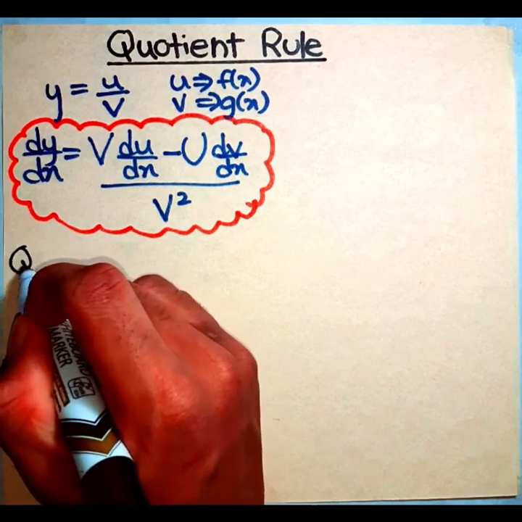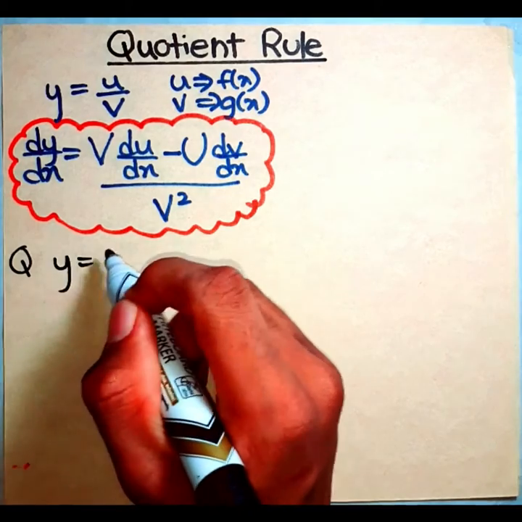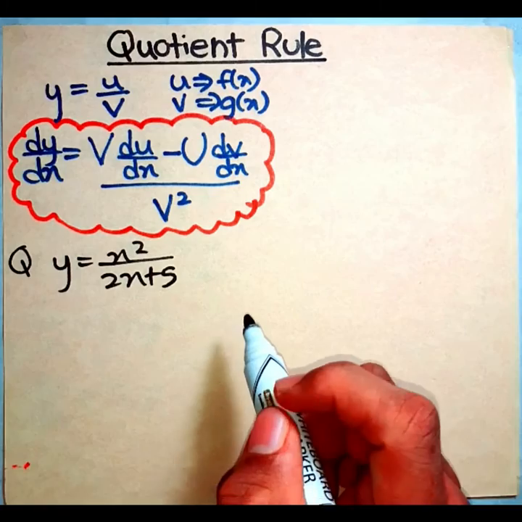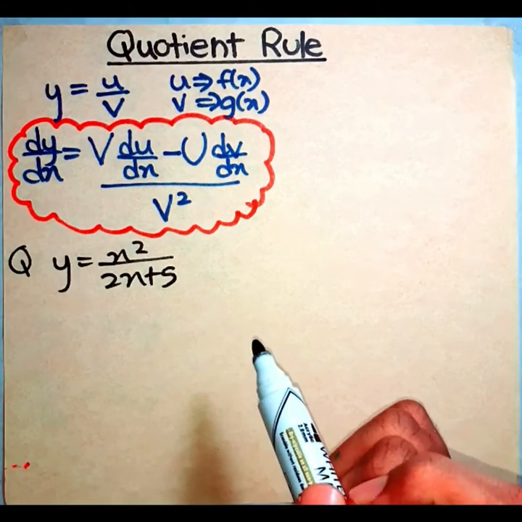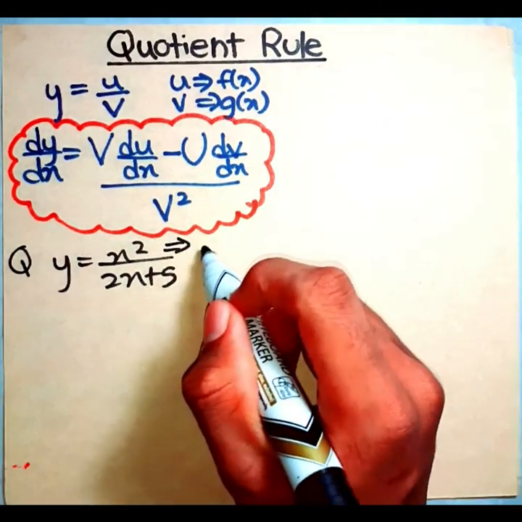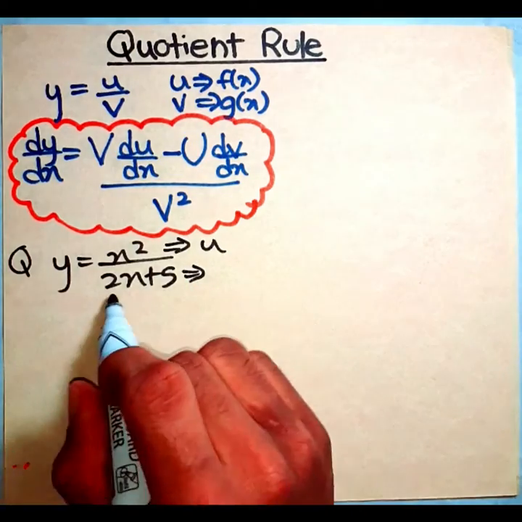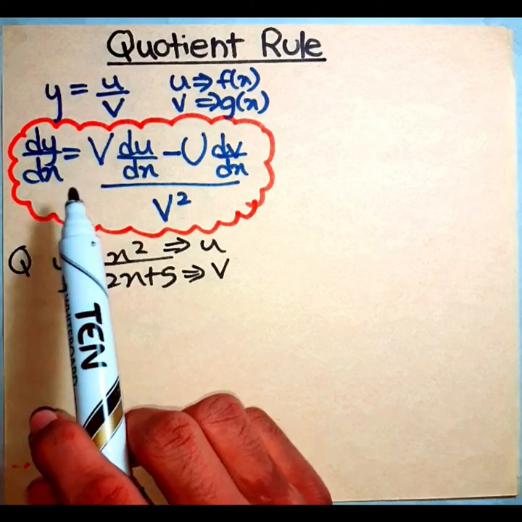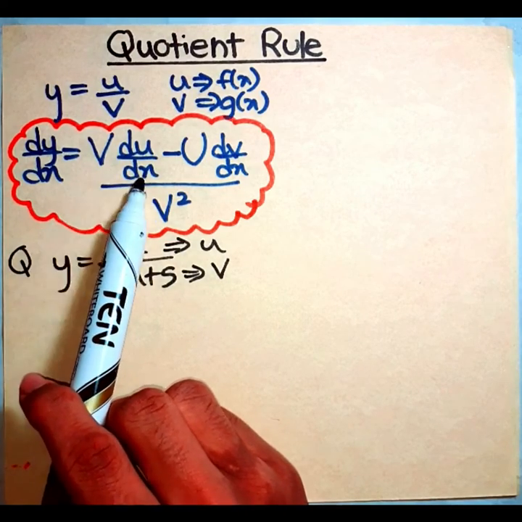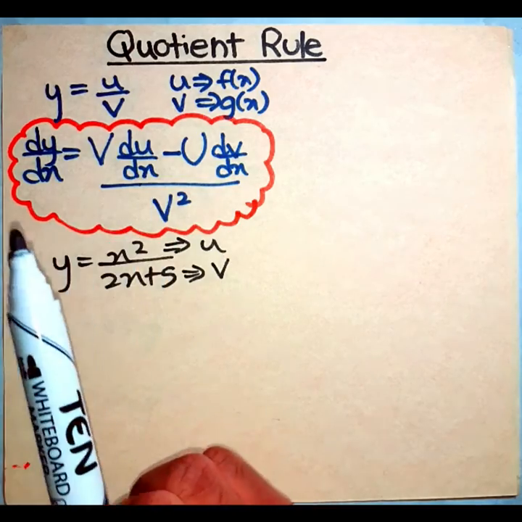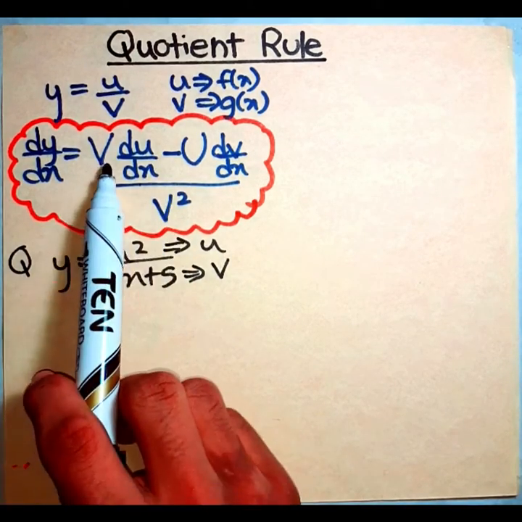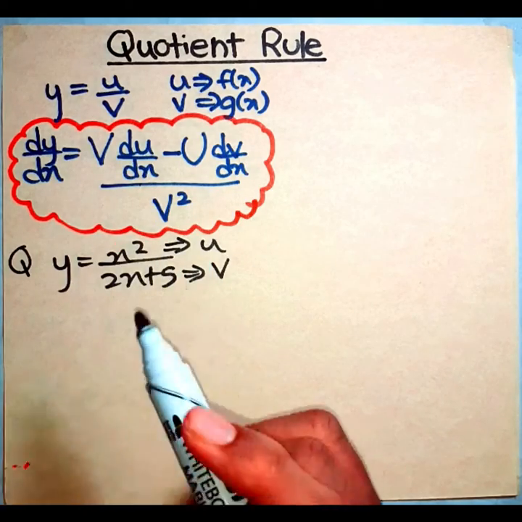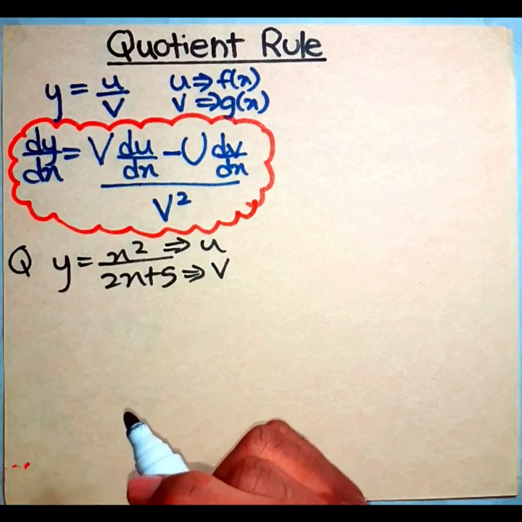Our first question is y equals x squared divided by 2x plus 5. Our first step is to label u and v. Our u is going to be x squared and our v is going to be 2x plus 5. Now we have to find dy by dx, so we need v, du by dx, u, dv by dx and v squared. We know v squared and we know u, so we have to find du by dx and dv by dx.